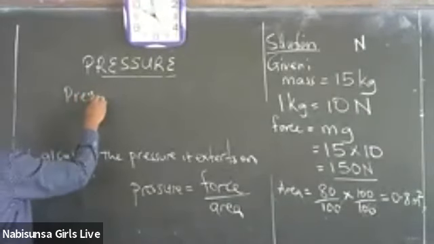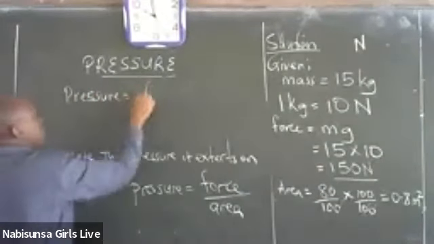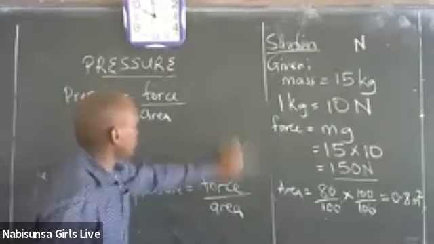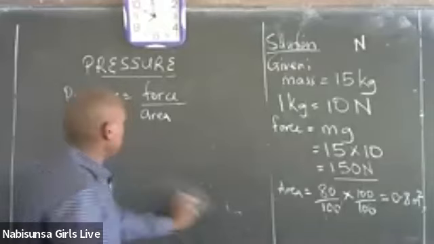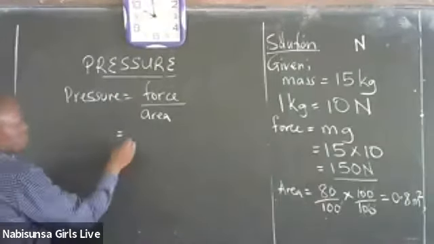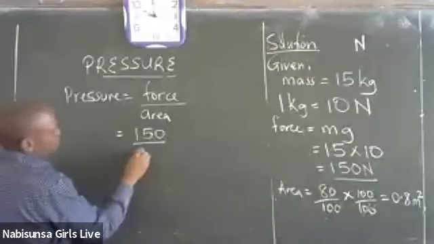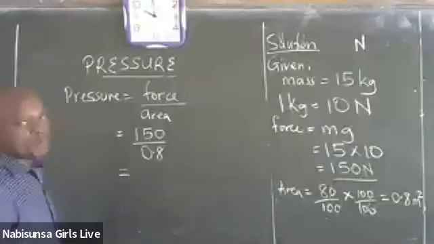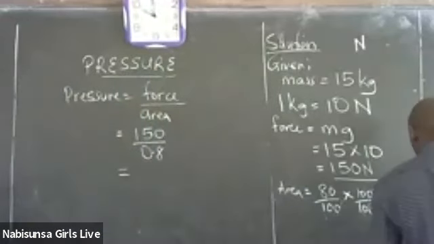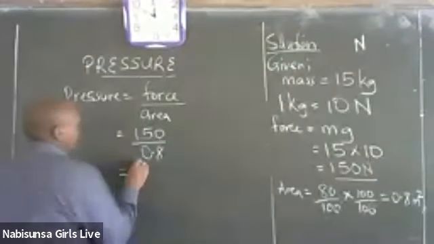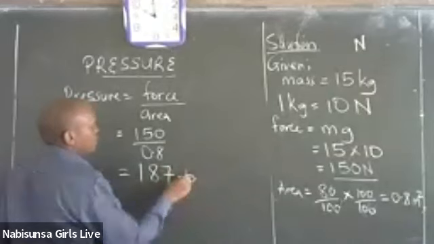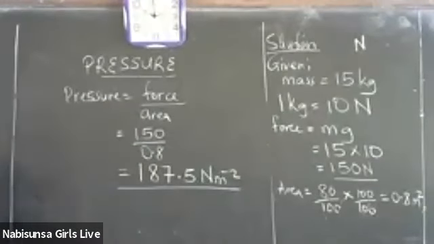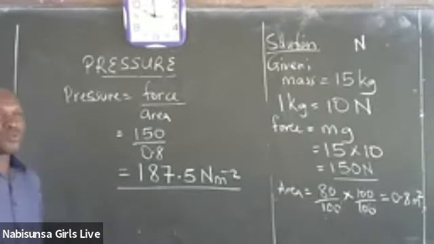So pressure is force out of area. For those people who divided, what do you get when you divide this? 187.5. So that's how that answer was supposed to be got.